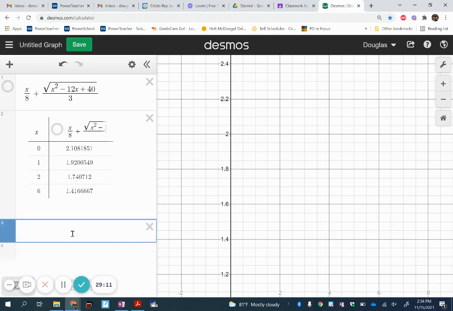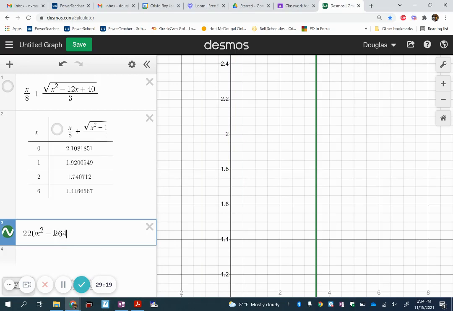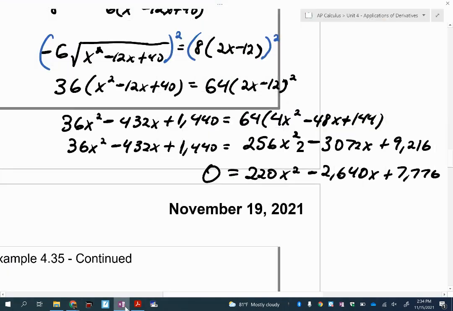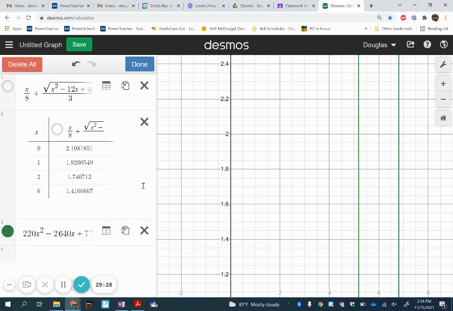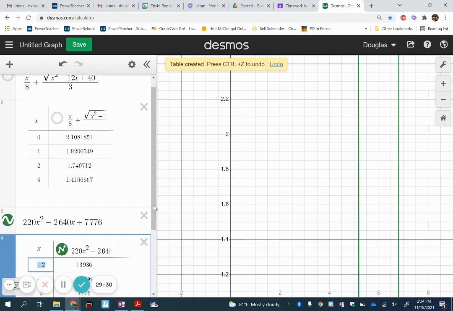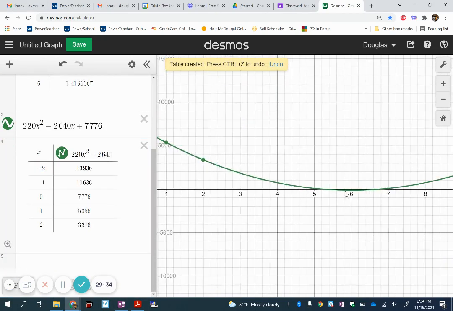And then we'll have 220x squared minus 2640x. Is that right? Let's see. Yep, plus 7776. Get a table for this so I can see where in the world this is happening. Okay, so it looks like it crosses in two spots.